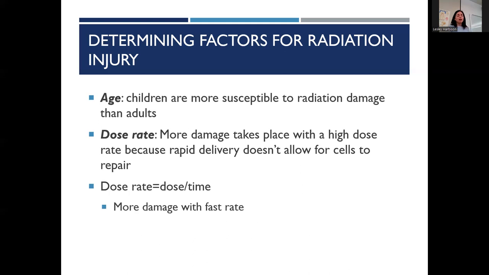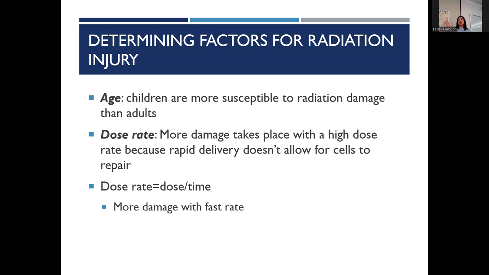Okay. Other determining factors for radiation injury are age. Children are more susceptible to radiation damage. Younger cells, it kind of just goes along with it. Think children, younger cells. Dose rate: more damage is going to take place with a higher dose rate because rapid delivery doesn't allow for cell repair. So if you're frequently dosing the person with radiation, they're going to have more damage. Kind of just makes sense.